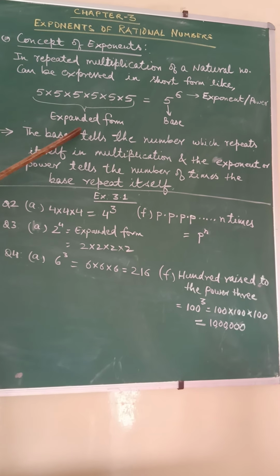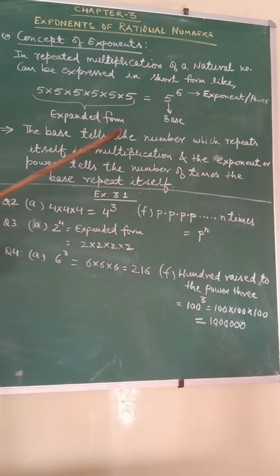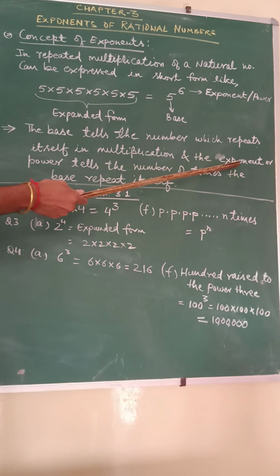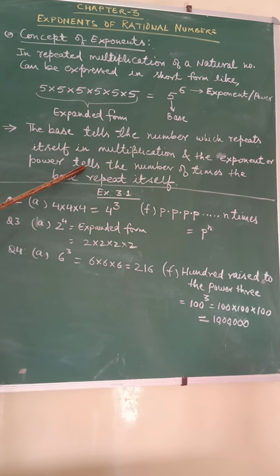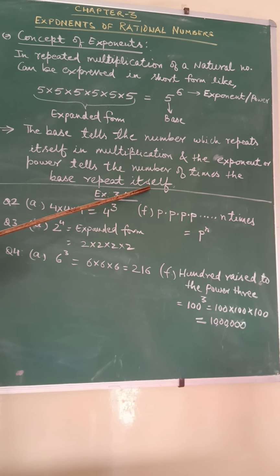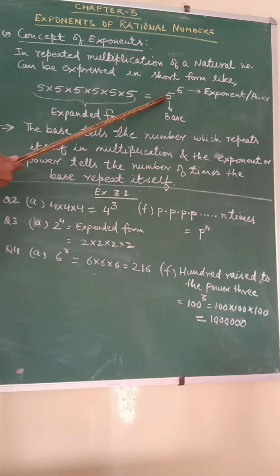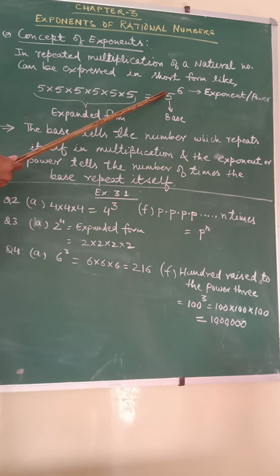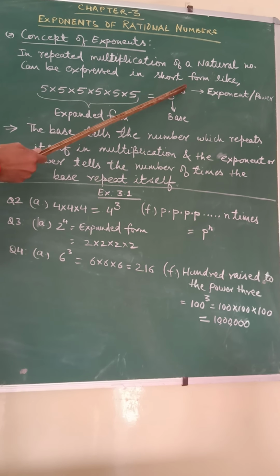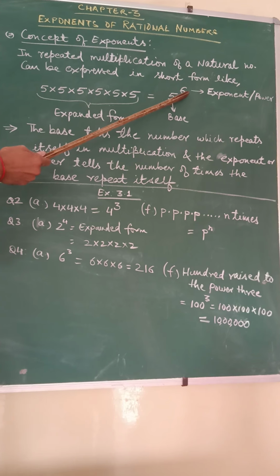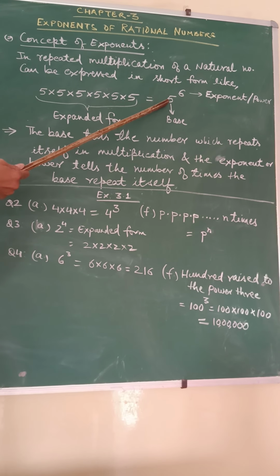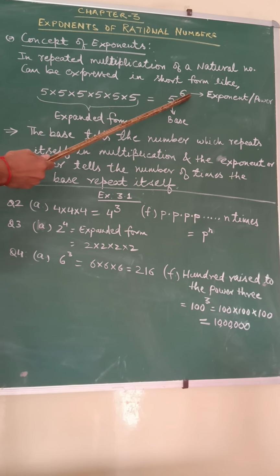Now the base tells the number which repeats itself in multiplication, and the exponent or power tells the number of times the base repeats itself. So here you can see base 5 is telling us the number which is repeating, that is number 5, and the exponent or power 6 is telling us how many times this base 5 is repeating, that is 6 times.